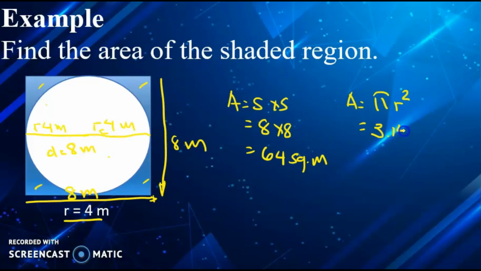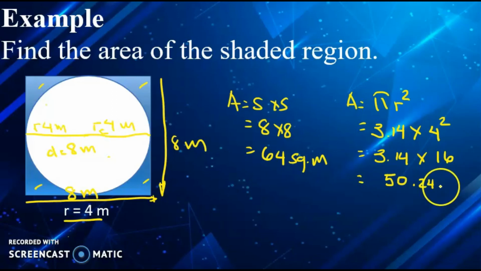So, pi is 3.14 times ang radius niya is 4. Okay? Then squared. So, 3.14 times this is 4 squared is 16, no? 4 times 4 yun. So, 3.14 times 16 is equals to 50.24 square meter. So, ito yung area ng circle.